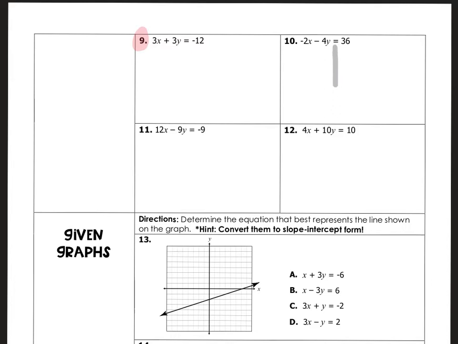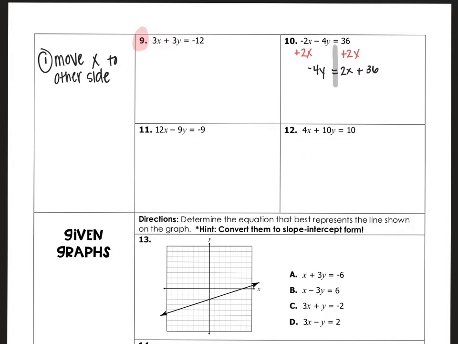So our first step, remember, was that we need to move the x to the other side, because we need to get y by itself. So to get rid of a negative 2x, we need to add 2x to both sides. These are not like terms, so we're left with negative 4y equals positive 2x plus 36.